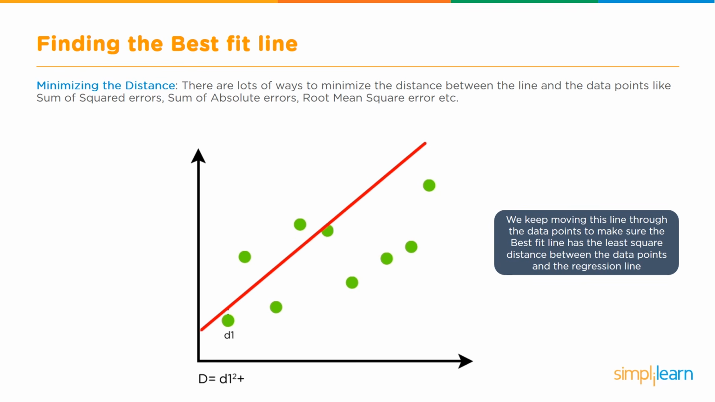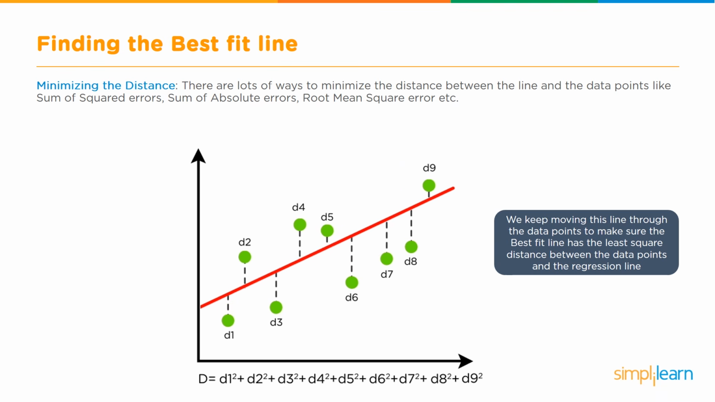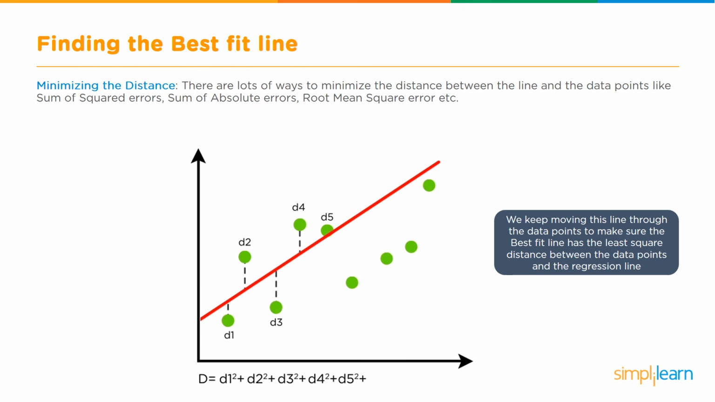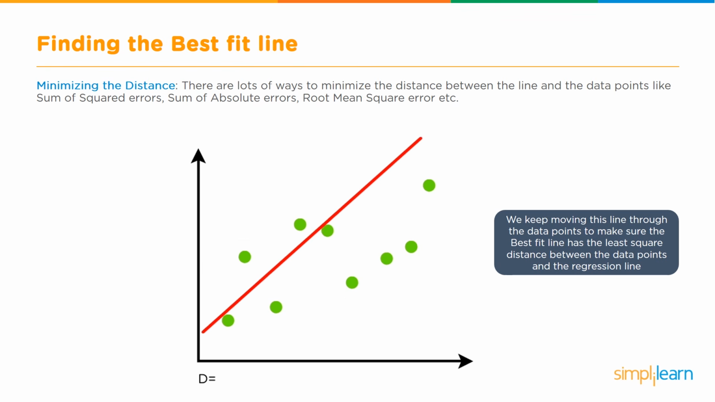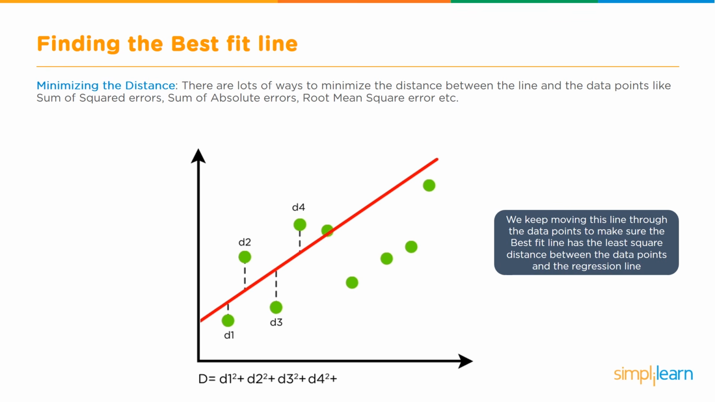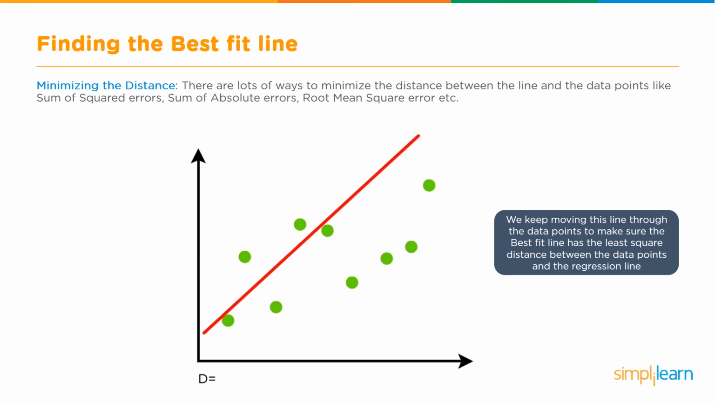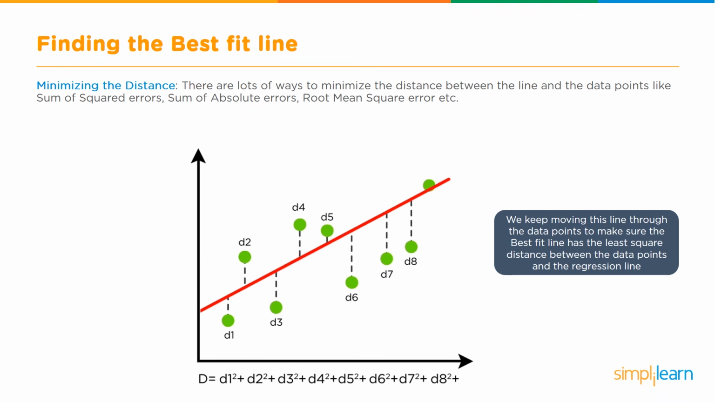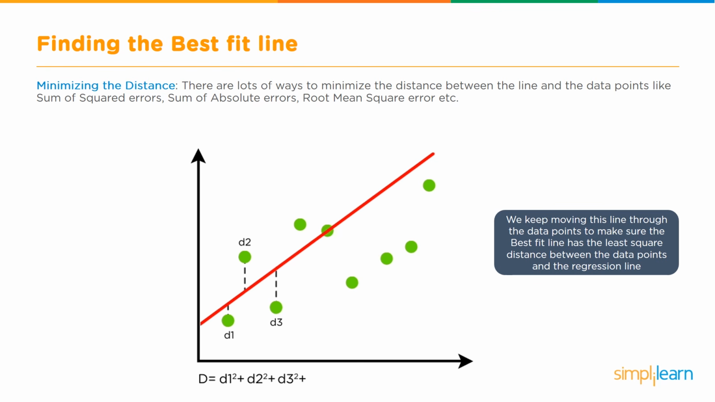In a nice graphical representation, we can see where we keep moving this line through the data points to make sure the best fit line has the least square distance between the data points and the regression line. Now, we only looked at the most commonly used formula for minimizing the distance. There are lots of ways to minimize the distance between the line and the data points, like sum of squared errors, sum of absolute errors, root mean square error, etc.